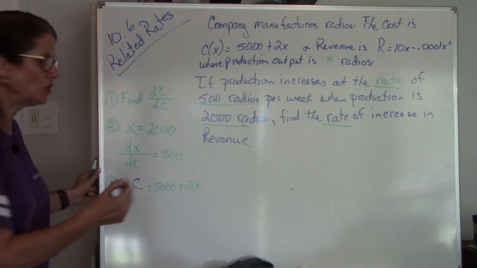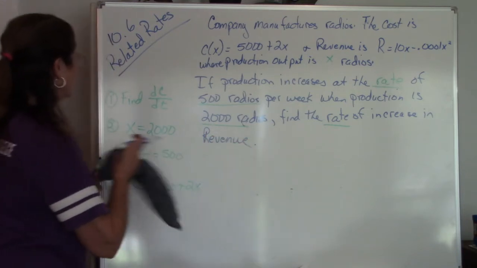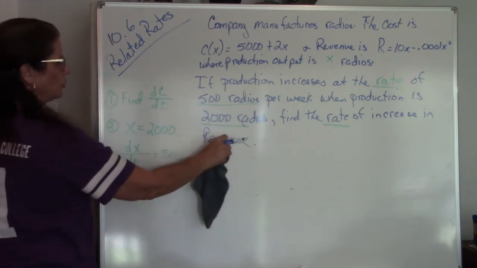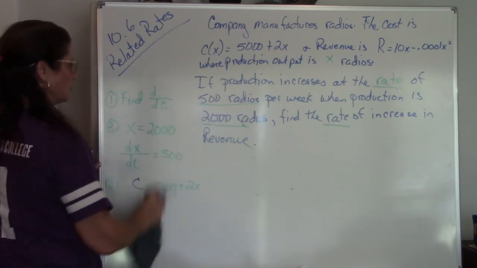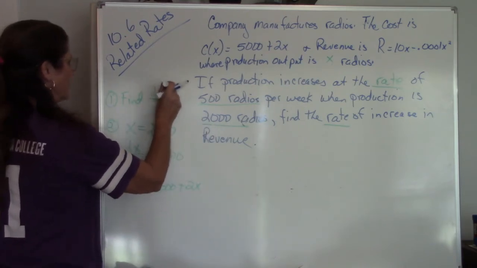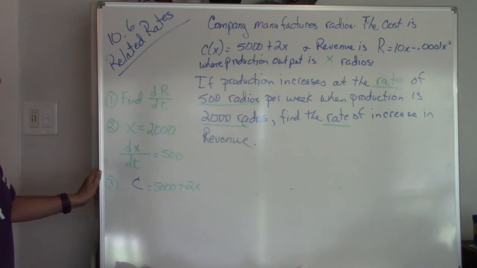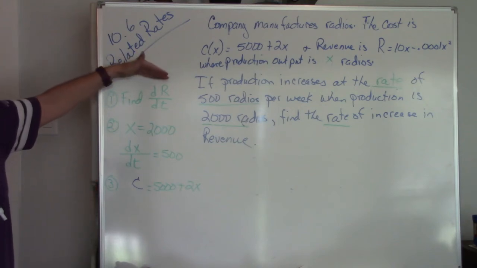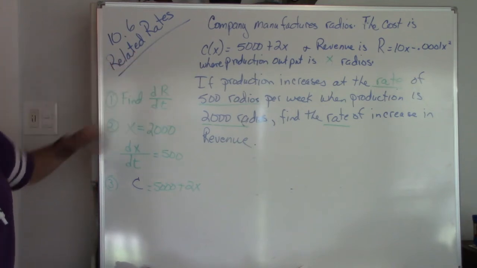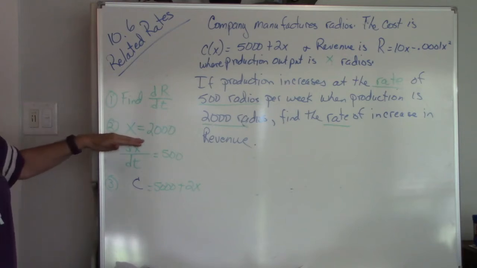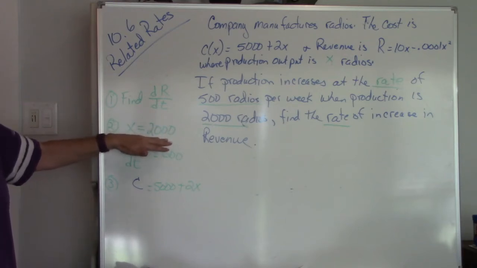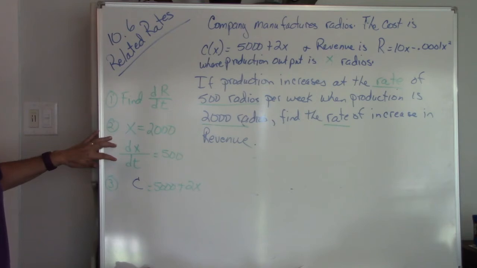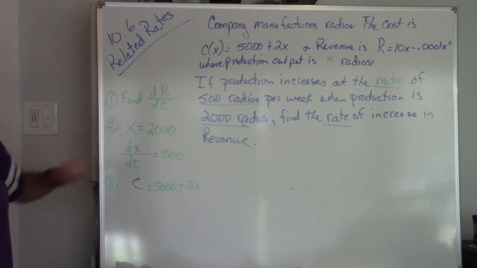Okay? So now I've just changed the question. So now, what are we looking for? We're looking for the rate of increase in terms of revenue. So we're looking for dR/dt, the change in revenue, or the rate of revenue in terms of time. Our x value, the number of radios, is still 2,000. The dx/dt, the rate that the production increases, is still 500.